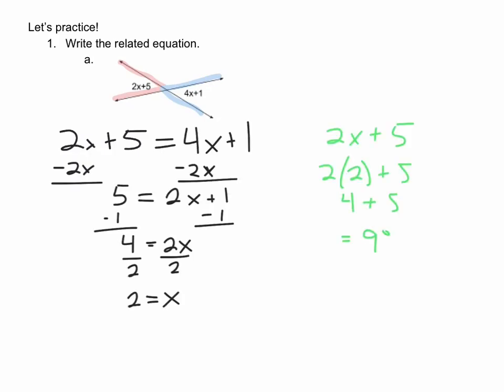If I were to go ahead and solve that equation, I would end up with x equals 2. And then I could substitute that into either one of the angle equations I'm given. So I substituted it into 2x plus 5. And once I do that, I end up with that equaling 9 degrees. So that tells me actually that each of these angles are 9 degrees in this case.